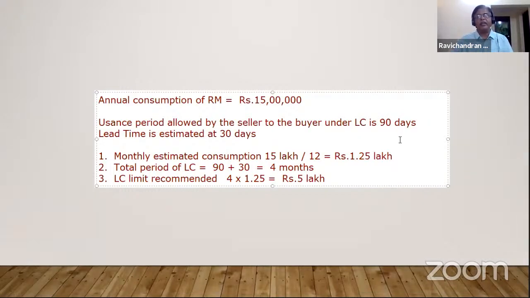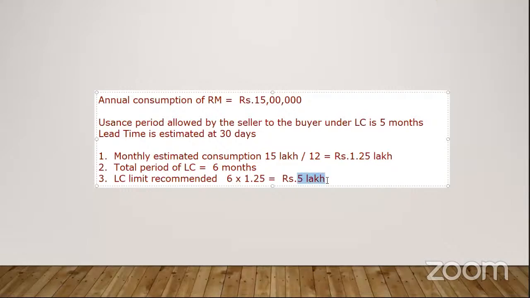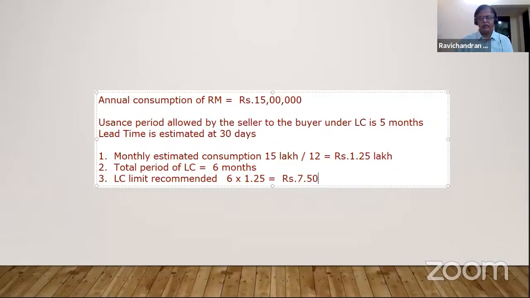Suppose I am amending slightly here. Instead of 90 days, now I am amending it to 5 months. Then what will be the answer? This will change, is it not? It will change to a new figure, that is total period of LC will be 6 months. So limit will be 6 into 1.25. 7.5 lakhs. So now it is 7.5.